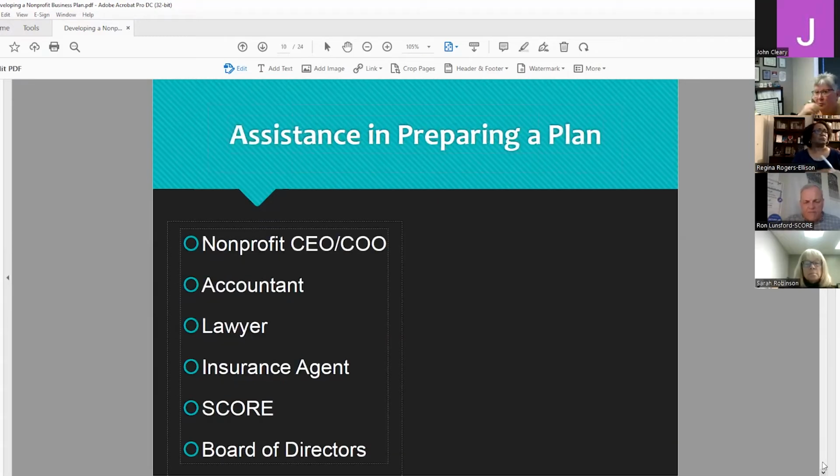So the people that might help you prepare a plan, you see down there, one of those is SCORE. SCORE is fantastic at helping you develop a business plan. Certainly another nonprofit CEO or COO can have great input in developing your plan or reviewing it, as can an accountant, an attorney, your board of directors, potentially an insurance agent. These are all people to potentially get aligned with that could help you either with preparing the plan or even providing feedback.